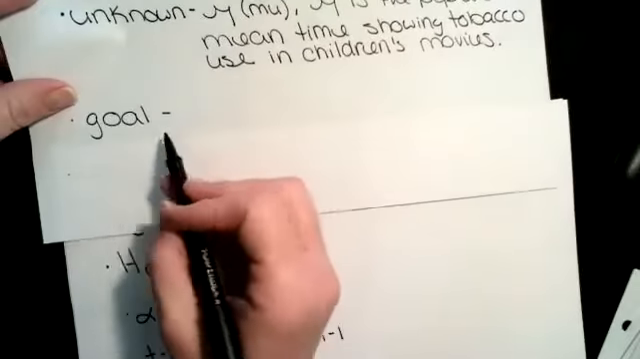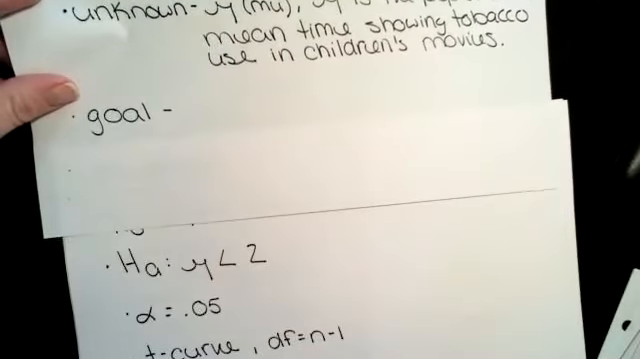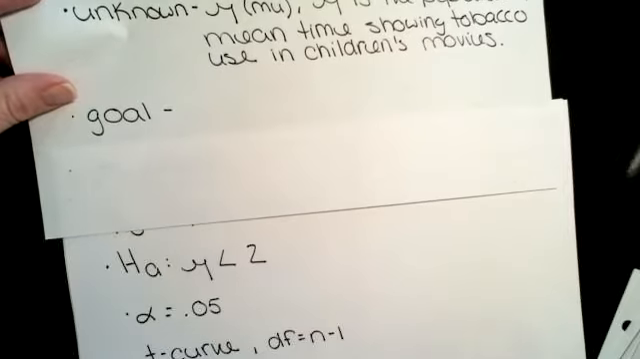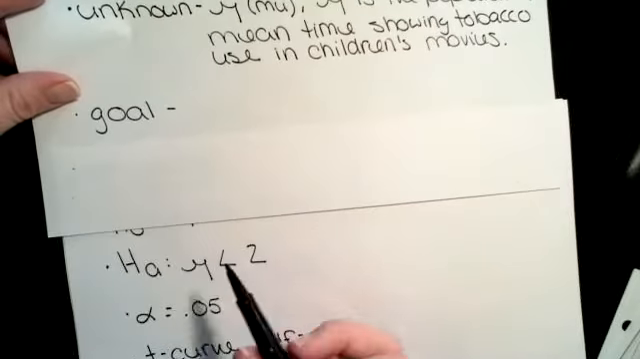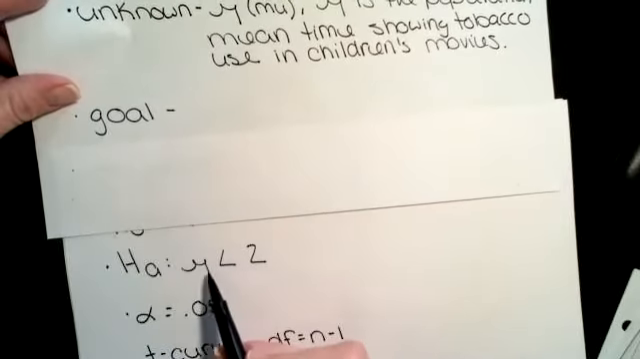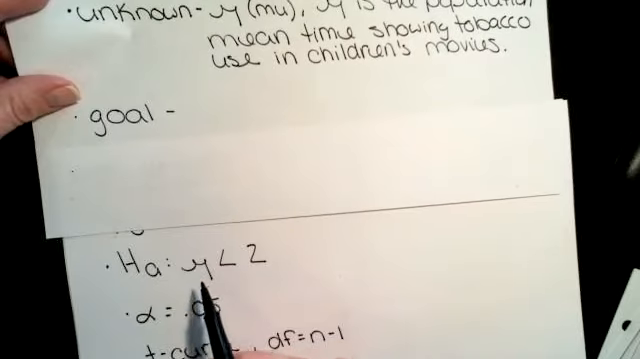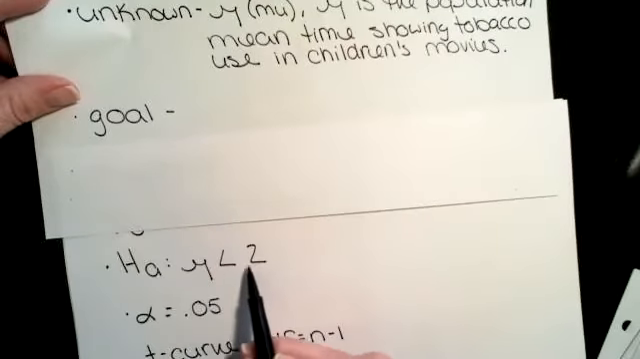Okay, now I'm going to go back to my goal. I almost forgot. Remember, my goal is to find support. You could write it all different ways. You could say to find support, to show evidence to support, to find evidence to show, you know, you write all different ways, it's fine. But as long as it's about the HA. So I want to find evidence to support that the mean is less than 2.